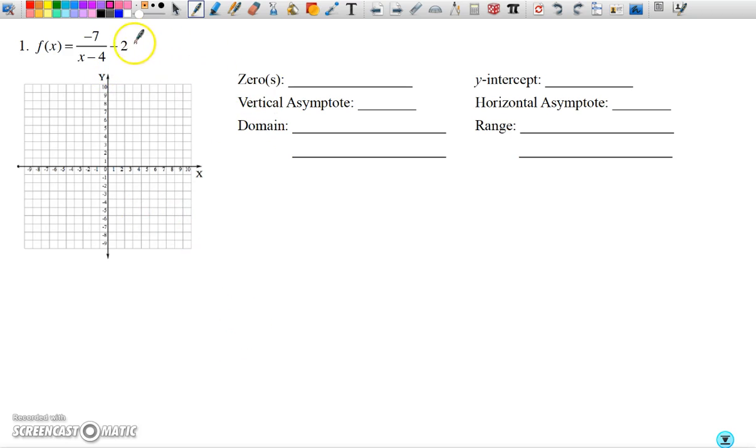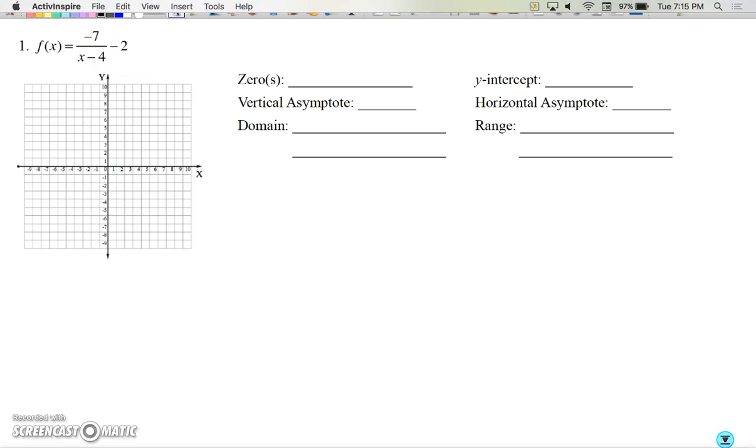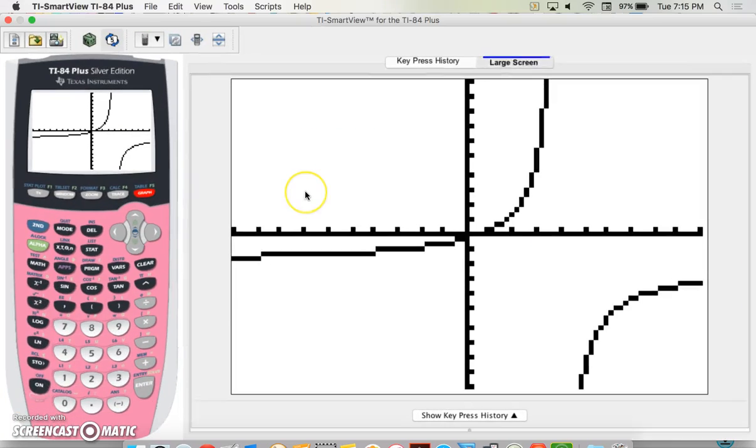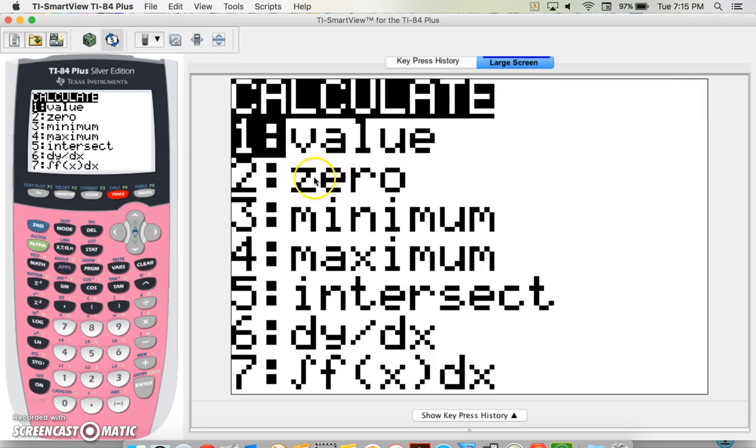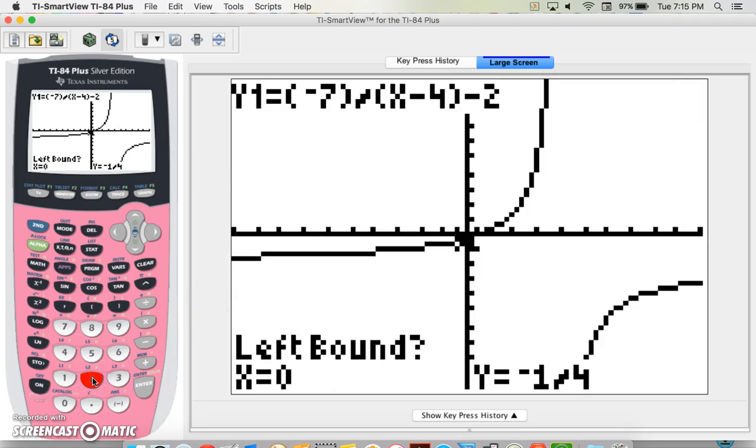Normally it's taking the numerator and setting it equal to 0, but remember this one is a reciprocal function and the zeros are a little different. So what you would do is type this in the calculator first, and what you get is a graph that looks like this. From here, we need to do second trace, and we need to calculate the zero. So we're going to go to number 2.